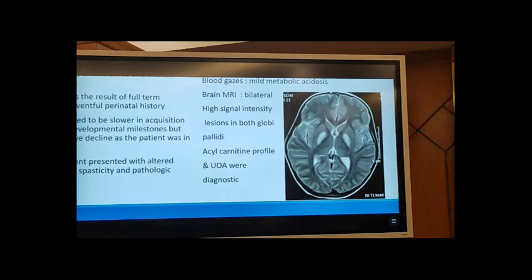But in methylmalonic acidemia, once you see this bilateral and symmetrical high signal intensity lesion in a patient coming with metabolic acidosis, more or less 99% this patient is going to turn out to be methylmalonic acidemia. We have done for her, of course, an acyl carnitine profile and urine organic acids, and they were diagnostic of methylmalonic acidemia.